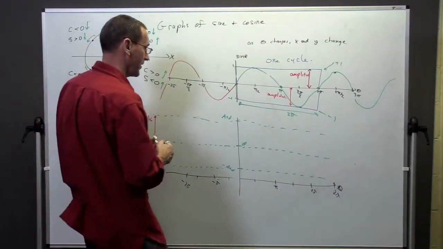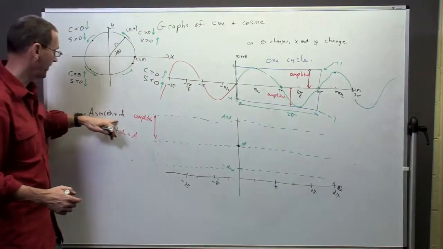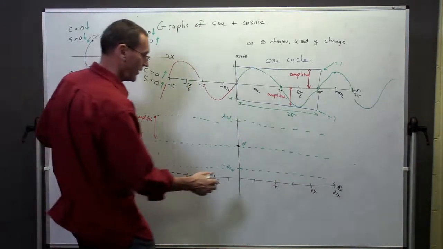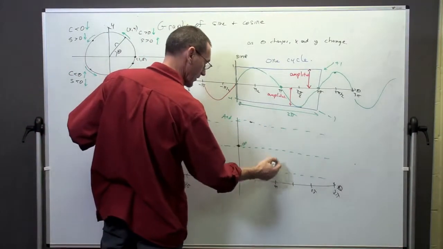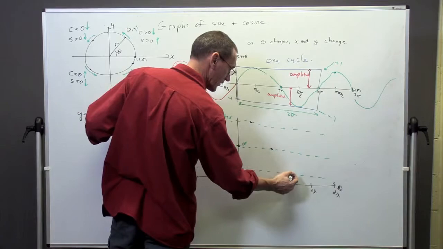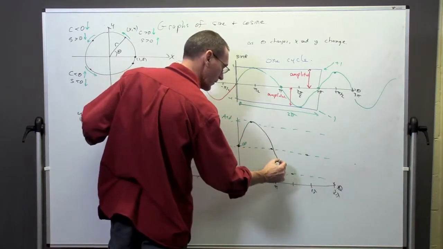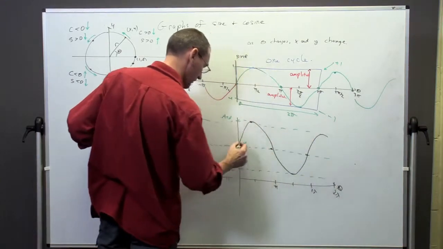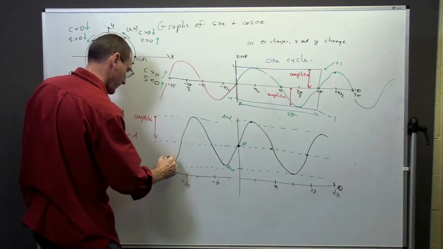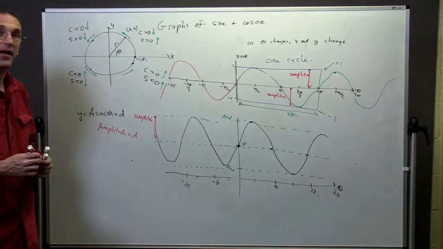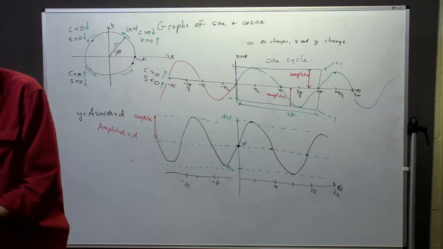So what happens then is, when sine is 0, I'm going to have 0 plus d. When sine is 1, I'm going to come up to here. It's going to be 0 to here to here. So it's going to look something like that. Okay, that's pretty bad, but you get the idea.